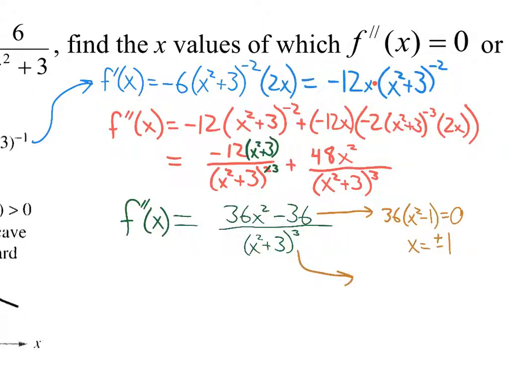When will the denominator equal 0? When x squared is negative 3, right? Well, that's not going to be a real number, right? So we don't care about that. It's always going to be defined for all real numbers.